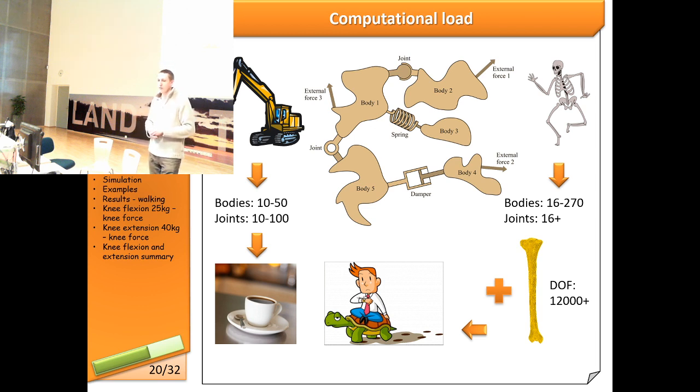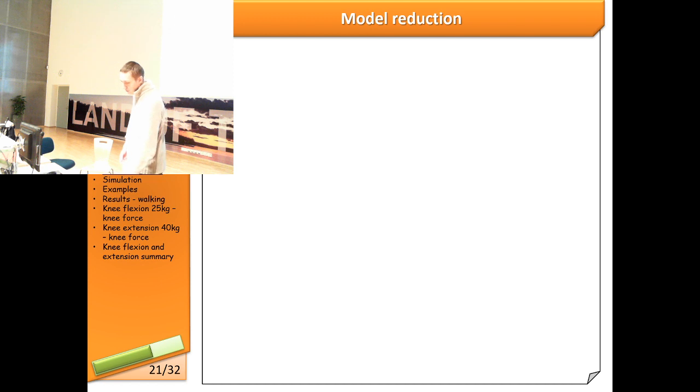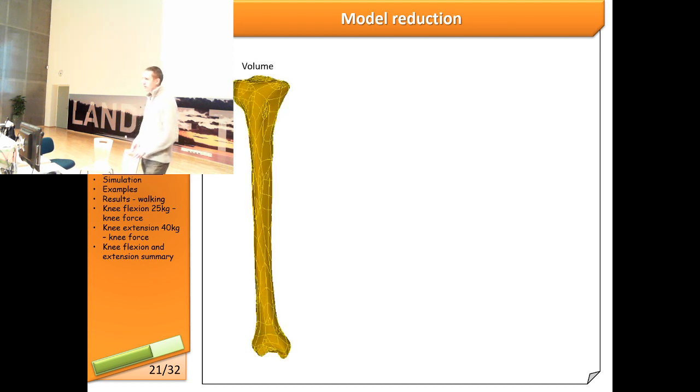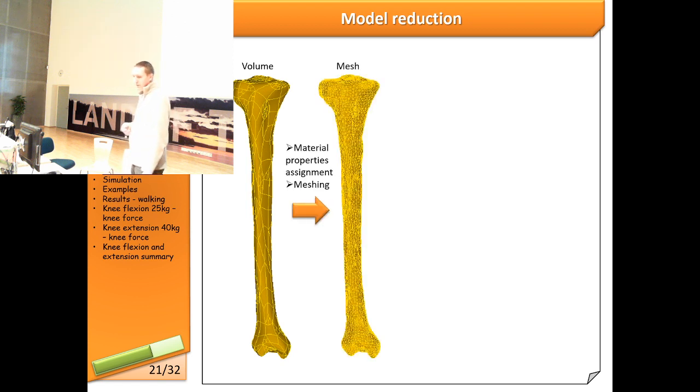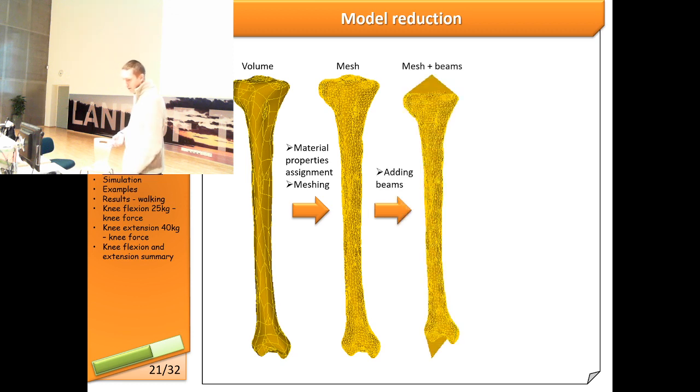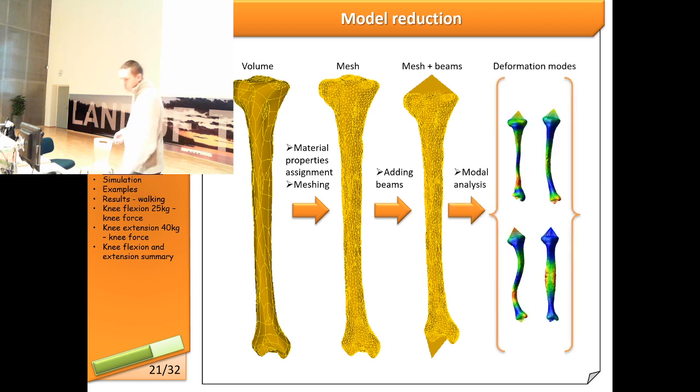And one of the ways to avoid spending a large amount of time for the multibody solver or finite element solver to solve everything is to divide the work and do the so-called model reduction. So first, you have a volume of a bone. You import it into the finite element software and you mesh it. After you mesh it, you add the material properties to the bone so that the response of the bone can be computed later on. Then, for the long bones, you can add the beams at the end to those fixed points. And then you do the modal analysis.